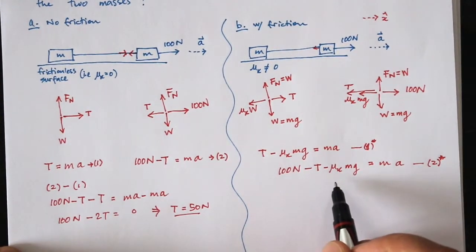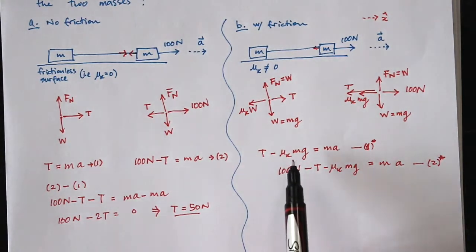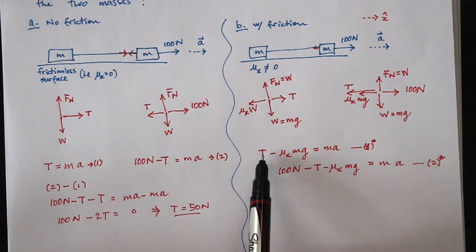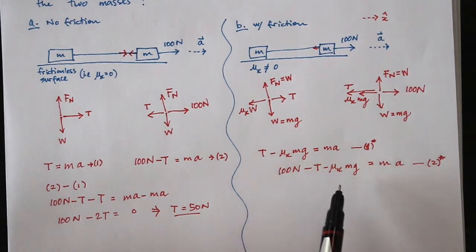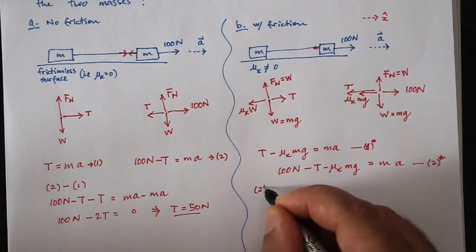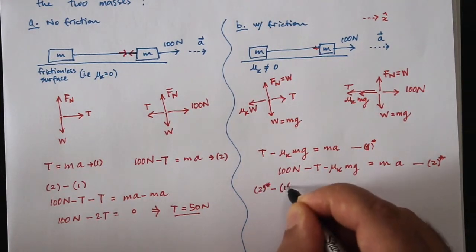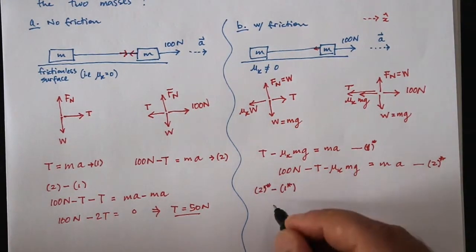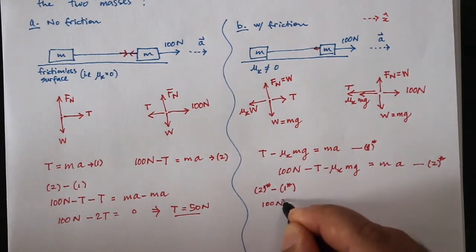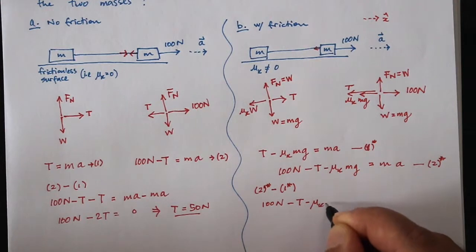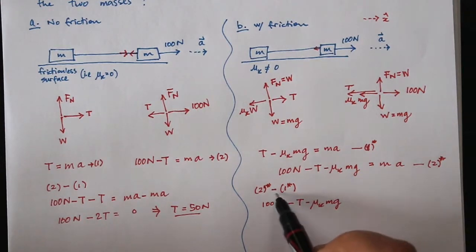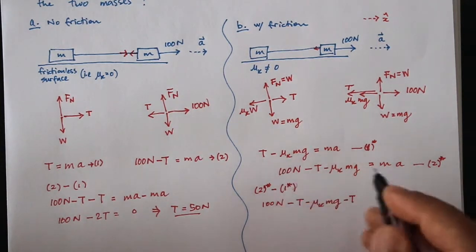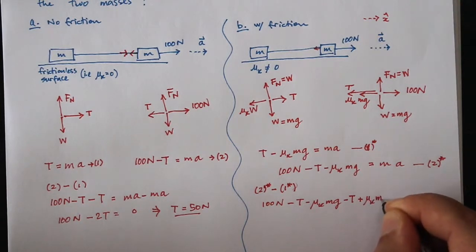Now, what I want to do next is find T. And if I add the two equations, T is going to cancel out because here's a T and here's a minus T. So if I want T, then I would like to subtract the two equations. So if I look at 2 star minus 1 star, first of all, I look at the left-hand side. I just write 2 star as is: 100 newtons minus T minus mu k mg. And then I subtract from that the left-hand side of 1 star, so minus T. And then minus minus, that's a plus, mu k mg.